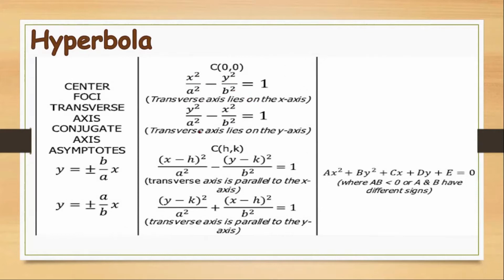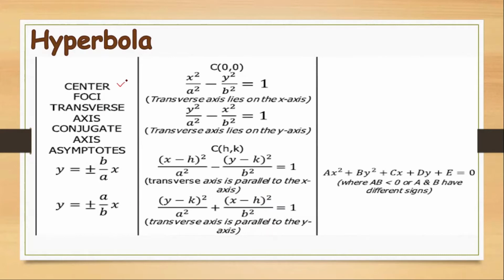But then, if the transverse axis lies on the y-axis, then we can use y squared over a squared minus x squared over b squared equals 1. And if it's not at the center, we have (x minus h) quantity squared over a squared minus (y minus k) quantity squared over b squared equals 1 for the transverse axis parallel to the x-axis. And we have (y minus k) quantity squared over a squared minus (x minus h) quantity squared over b squared equals 1 if the transverse axis is parallel to the y-axis.